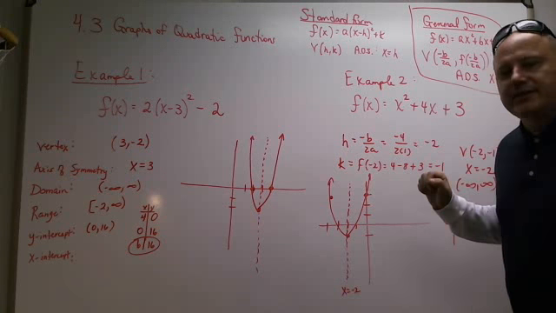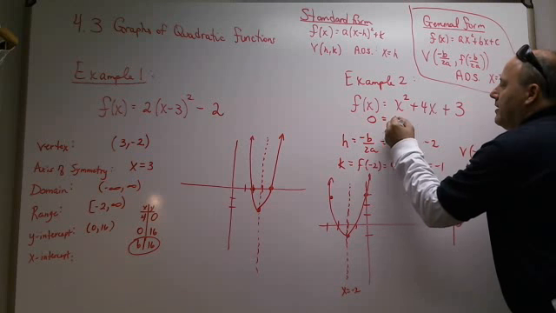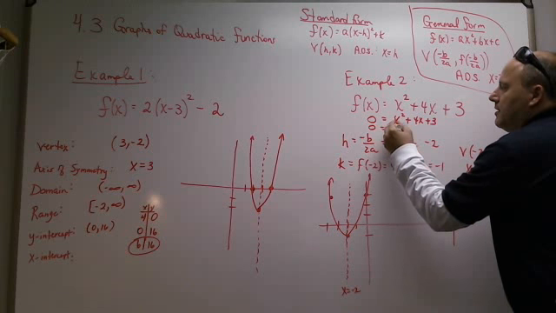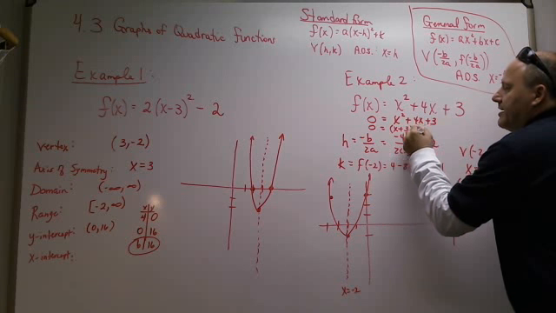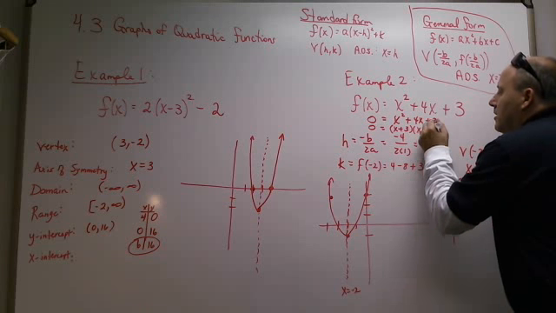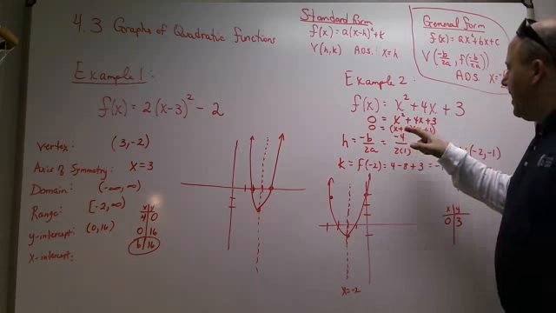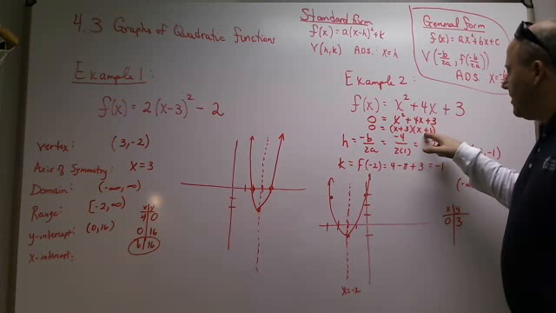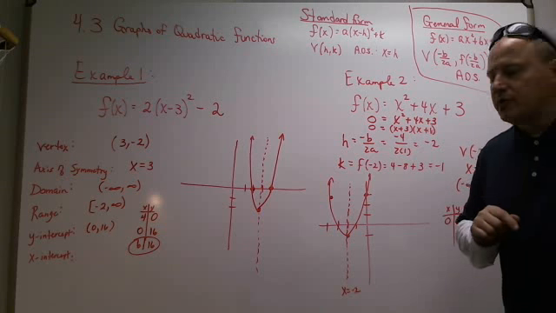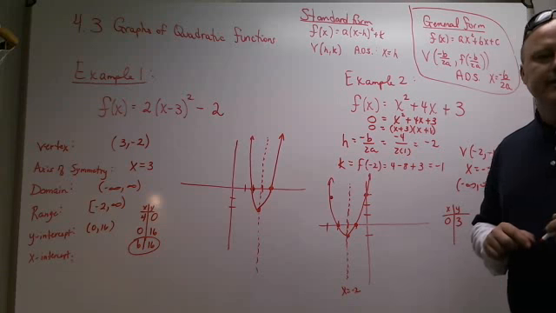Let's find out if it actually does. If we put 0 in for y and try to solve for x, I think this actually factors: x plus 3 times x plus 1 equals 0. So x equals -3 and x equals -1. Well, how about that? -1 and -3. So there are indeed x-intercepts here and there.